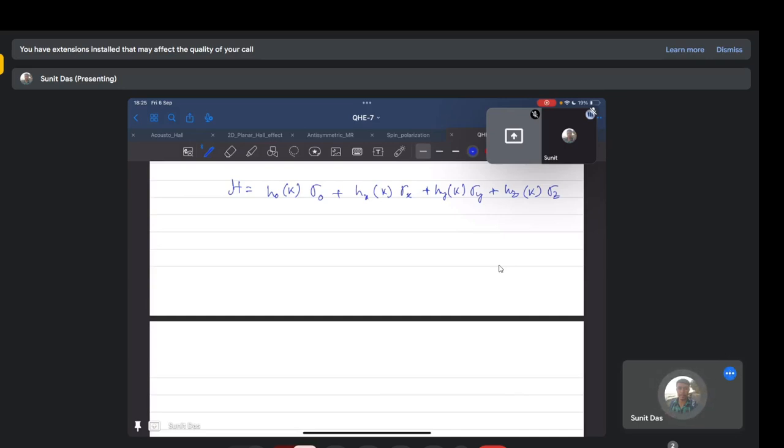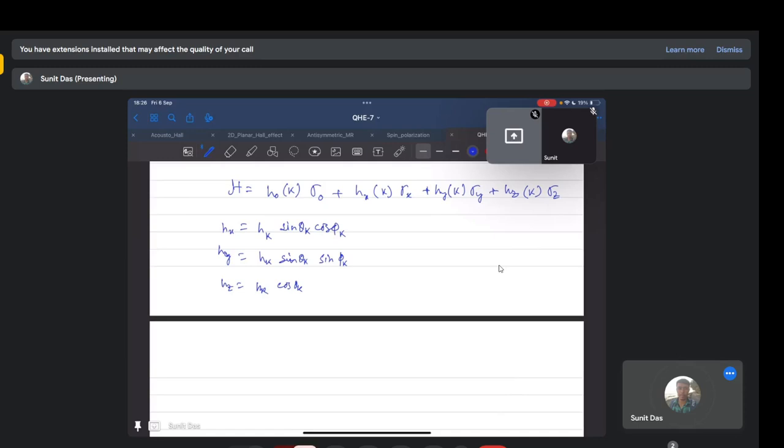So what we assume is that hx is some hk, which is different from this h0, hx, and hy. So this will be denoted by h subscript k sine theta k cos phi k. It will be clear in a minute why I am writing sine theta k and cos phi k. Similarly, hy equals hk sine theta k sine phi k, and hz equals simply hk cos theta k.